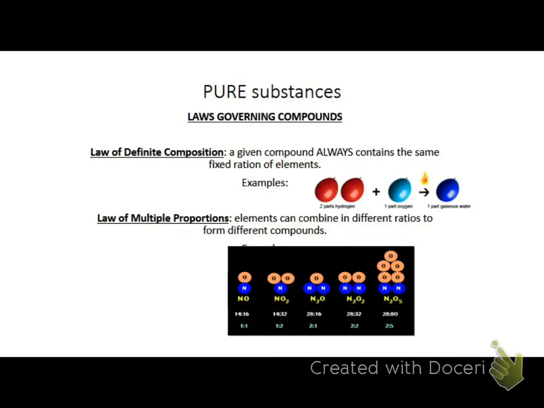So carbon and oxygen have the ability to form either CO or CO2. But when they do form those, they would be in a definite composition each time. It's a definite composition for CO, and it's a different definite composition for CO2. But they do have the ability to form multiple compounds. Nitrogen and oxygen, as you can see on the picture, can form 5 things. That's not even counting their ions.